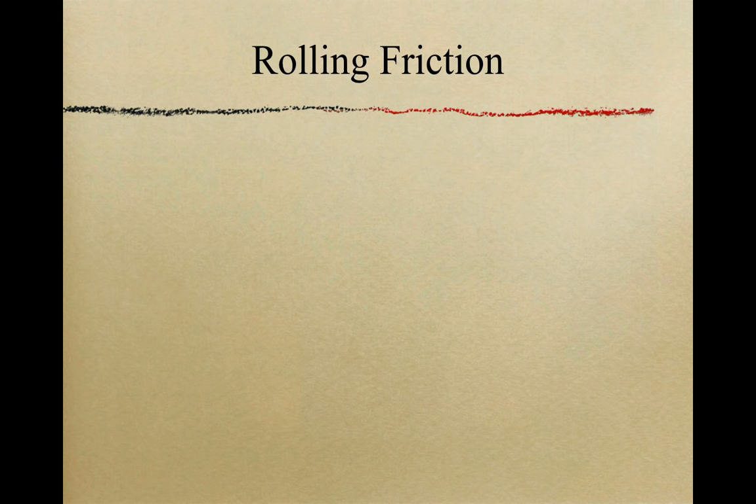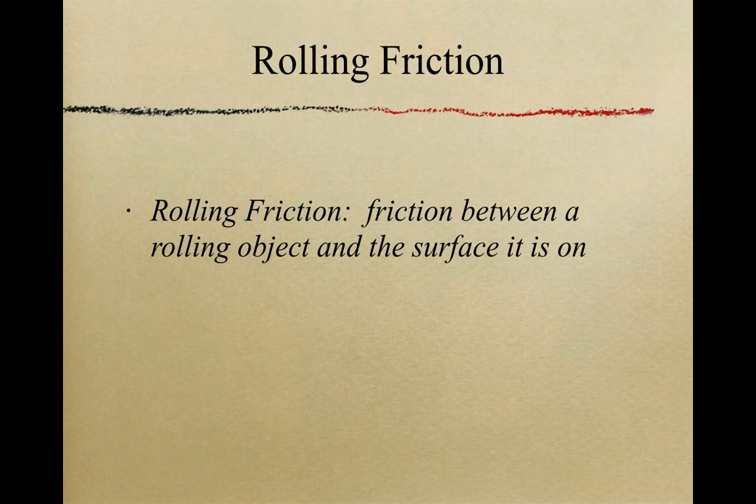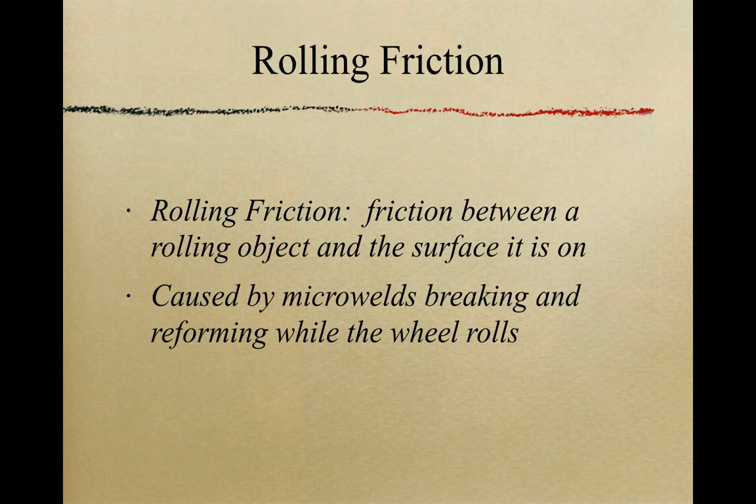Rolling friction is the third type, and that is the friction between a rolling object and the surface that it is on. Think of this as with round objects. This is caused by the microwelds breaking and reforming while the wheel rolls. Examples here are pushing a grocery cart through the store, or your car driving over a road.